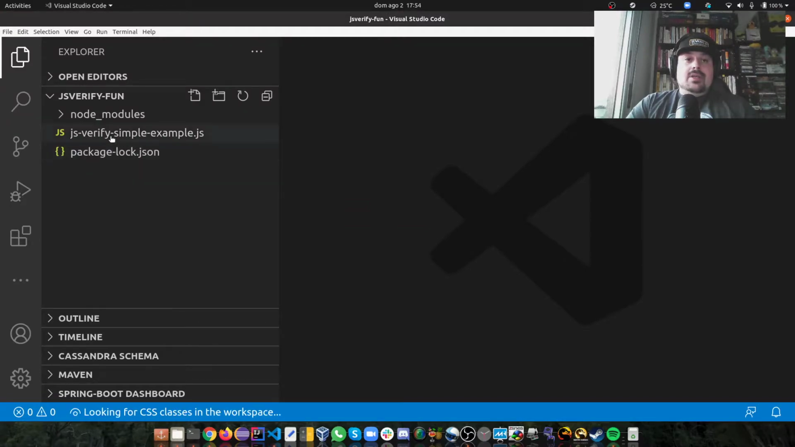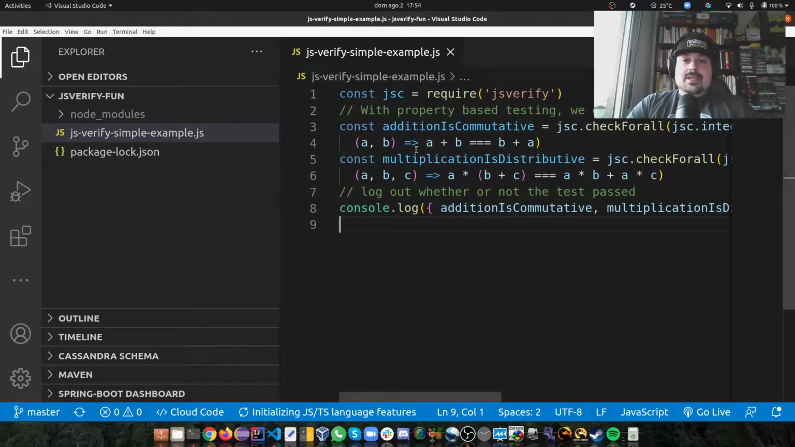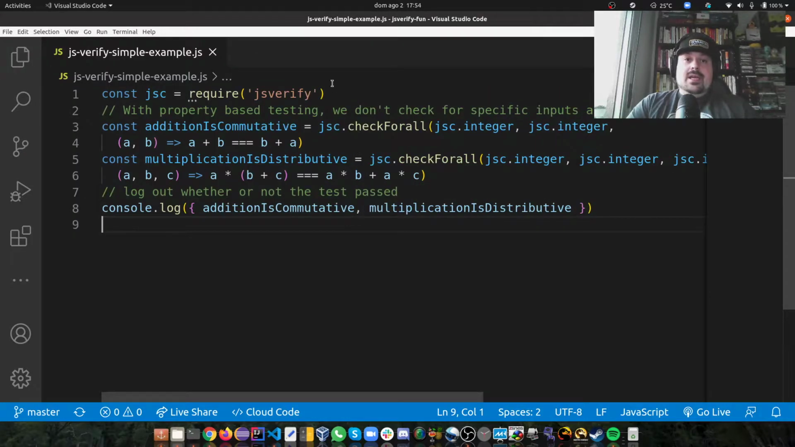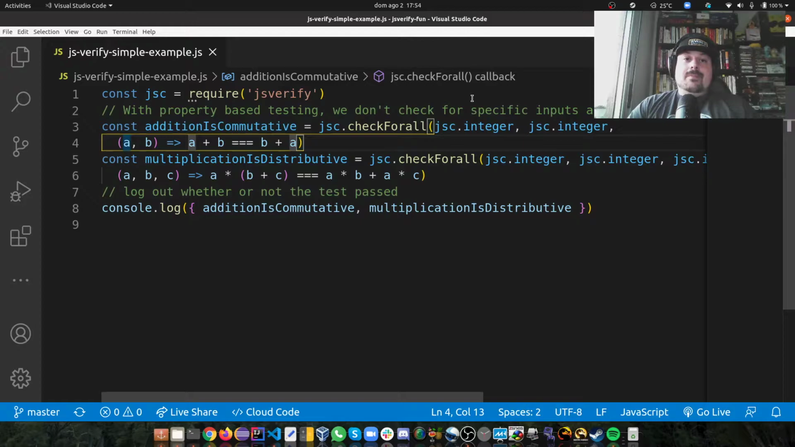So I'm gonna use jsverify, and you can install it with npm. And here I'm just requiring jsverify, and then I have two functions I want to check. I want to test addition and multiplication. We're gonna look at whether addition is commutative, and as we know it is, right? So if I do the sum a plus b or b plus a, it should be the same.